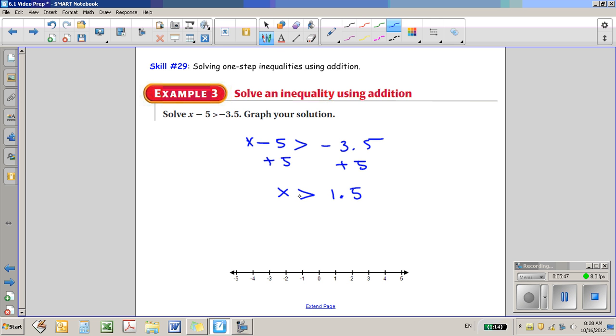So x is isolated, I have an answer, and the only thing I have to do is graph it on my number line. So I'm going to graph 1.5, it's right here. There is no equal sign, so it's just an open circle at 1.5. And then it's everything greater than that. So this is going to be my graph.